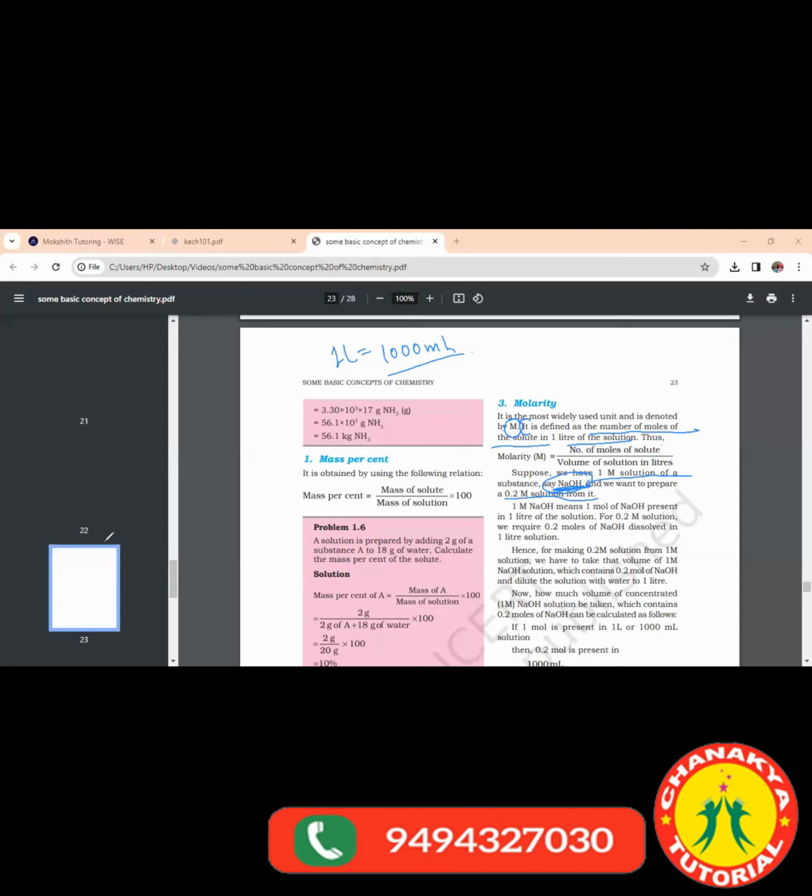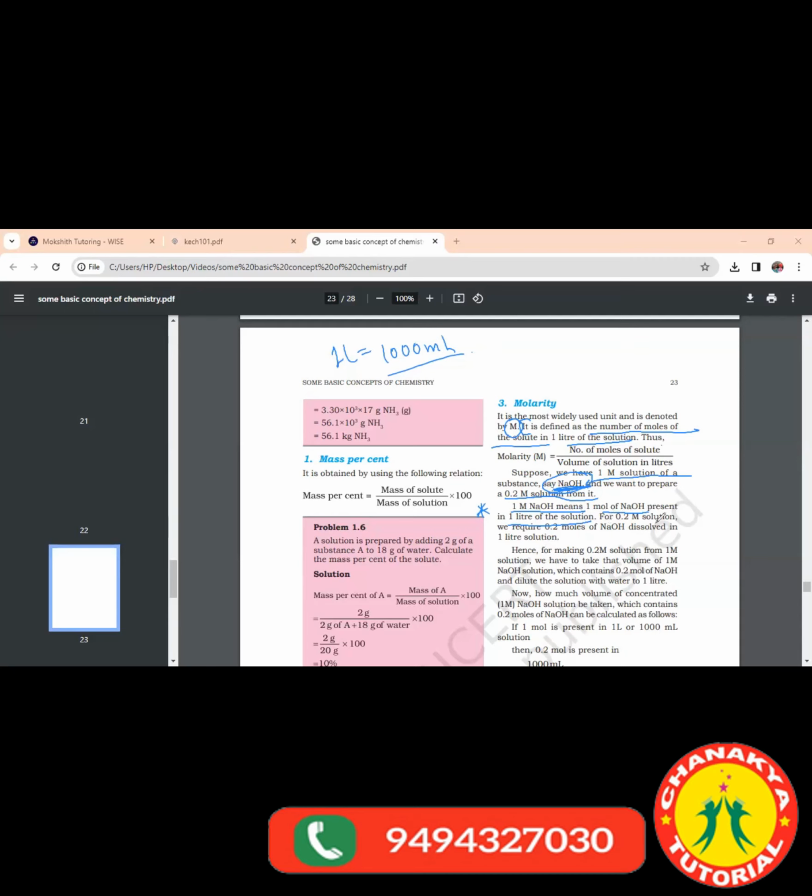How are you going to do that? See, what is given to you? 1 molar NaOH means 1 mole of NaOH present in 1 liter of solution. Understanding? Yes or no? Clear? 1 molar solution means 1 mole of sodium hydroxide present in 1 liter of solution. Right?